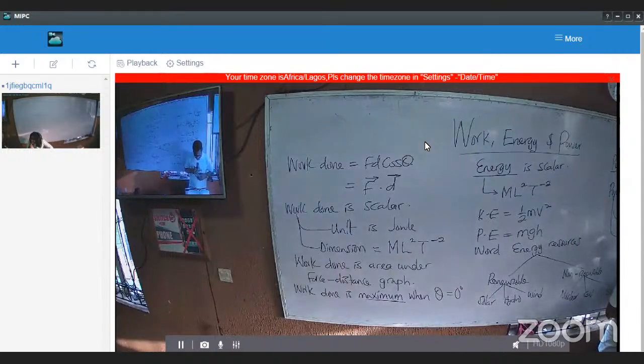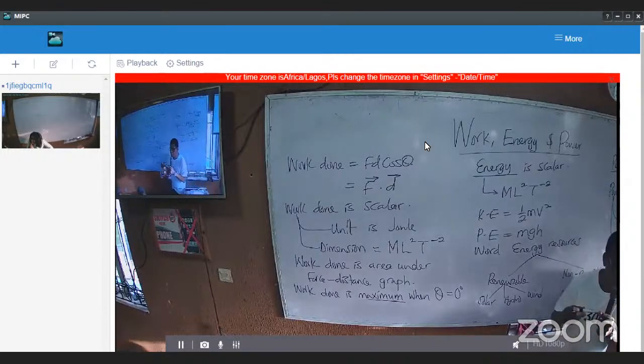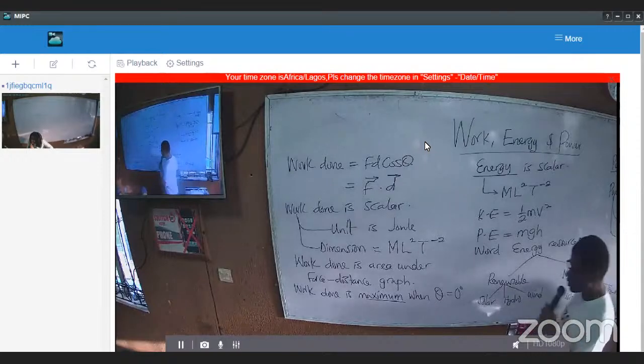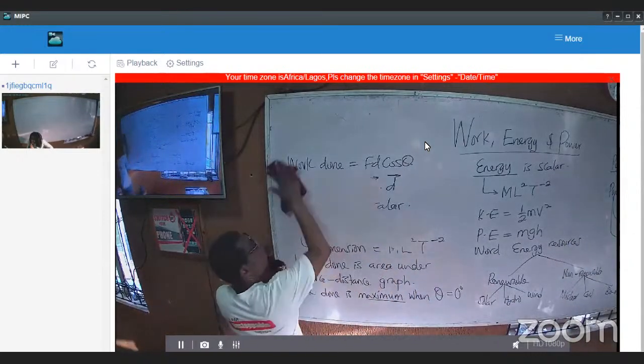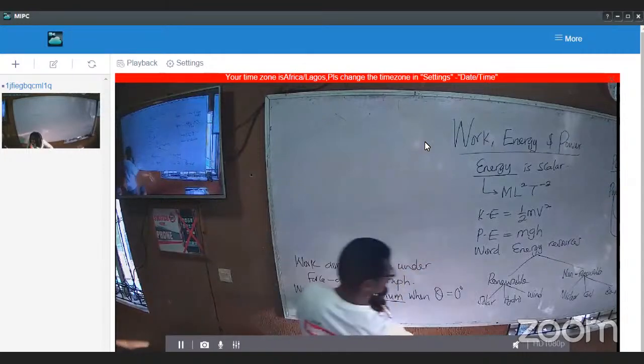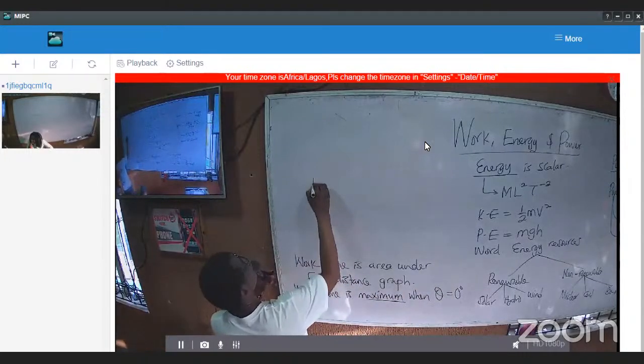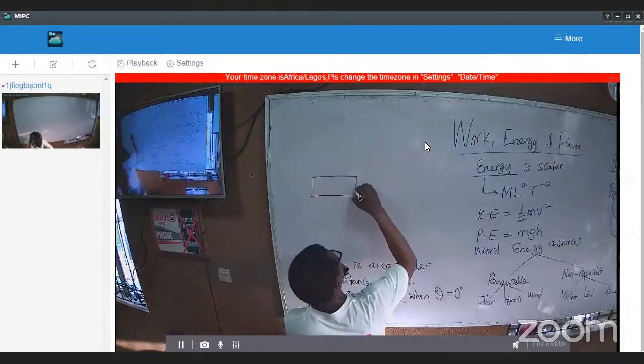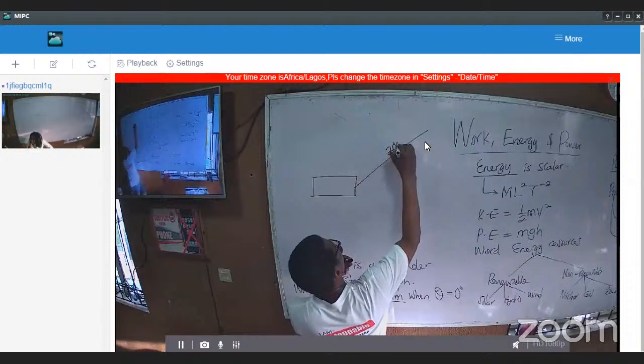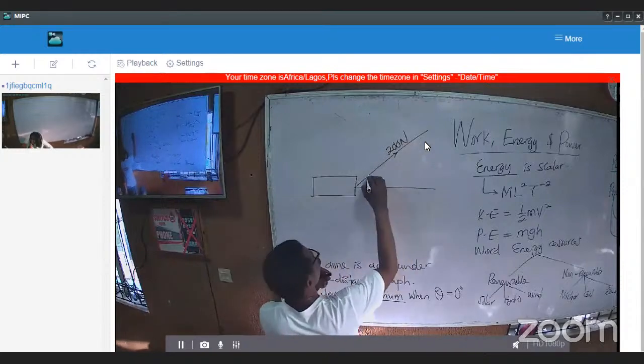Let's try question 1 now. We don't have time. We have many topics to do. Right, calculate the work done on the body in the figure below, if the body was displaced by 4 meters.